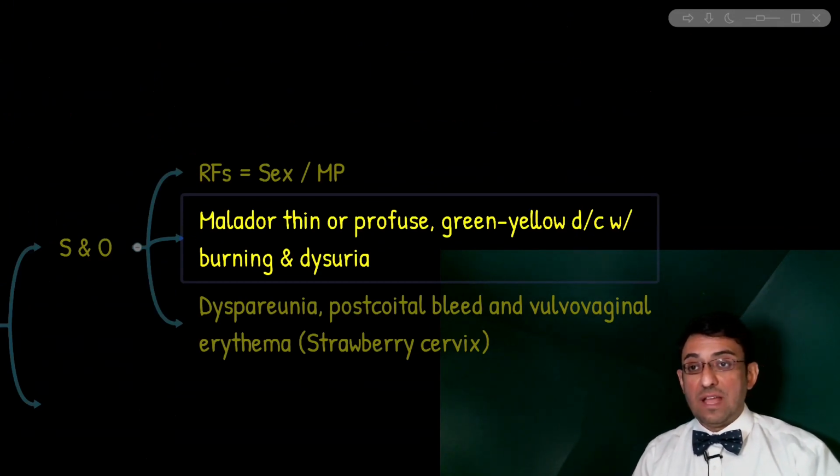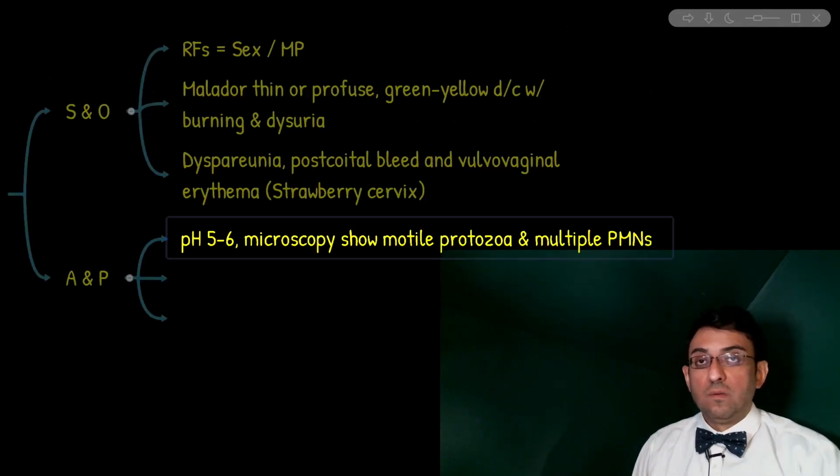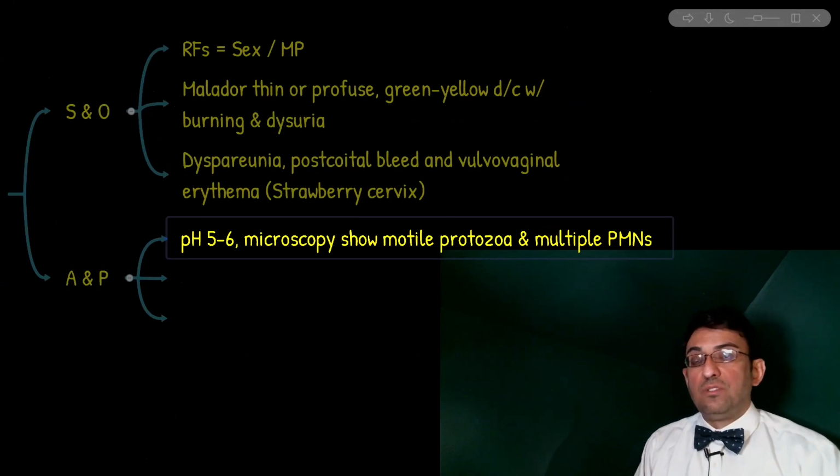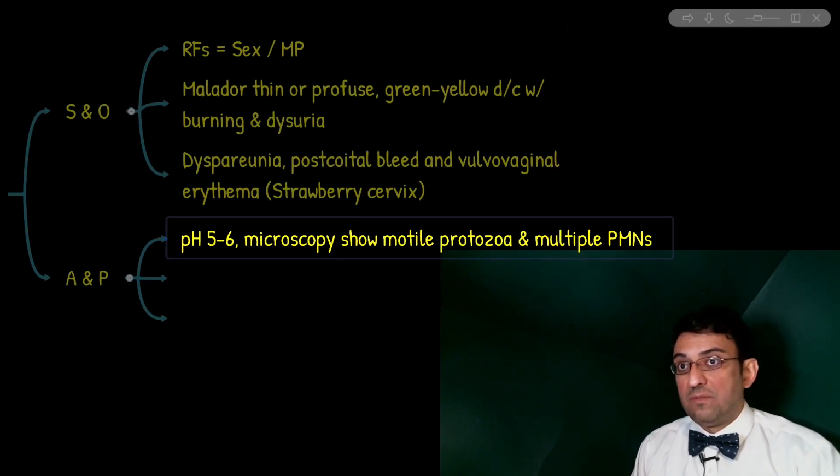So here we could have thin or profuse, but not thick yet. And the color is green to yellow. What is the vaginal pH of Trichomonas vaginalis infection? The pH is even greater than what is seen with bacterial vaginosis, and it reaches values of more than 5.